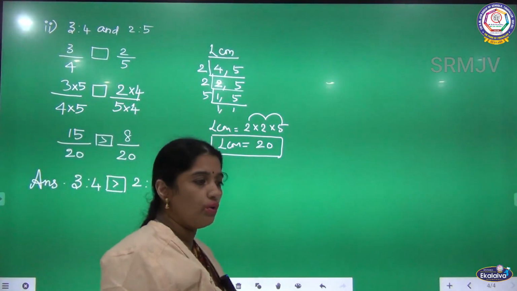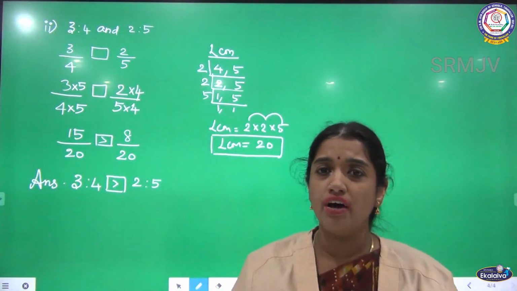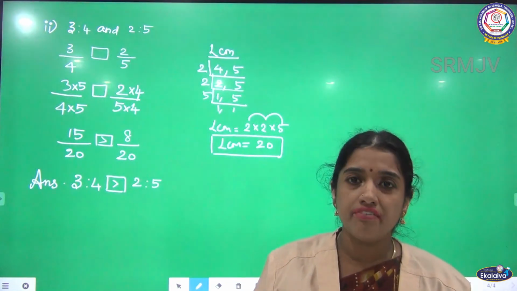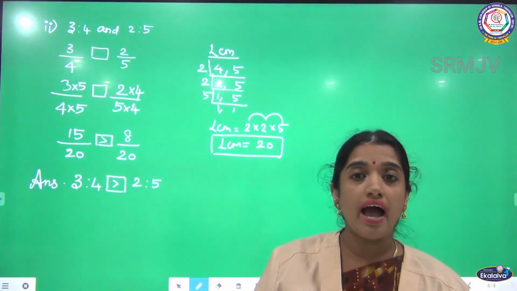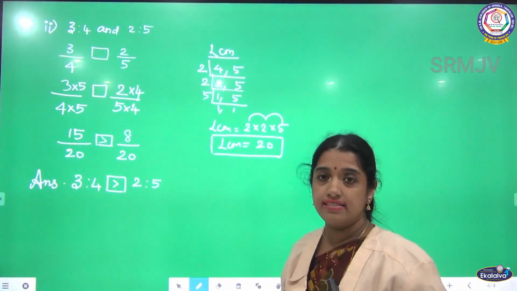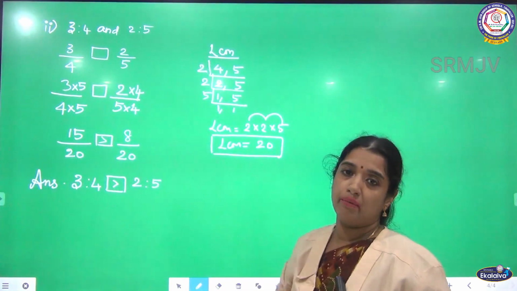The only thing is, how you are going to compare ratios: write them in fraction format and check whether they are like fractions, or else you have to make them like fractions by introducing the LCM, and then you can compare.